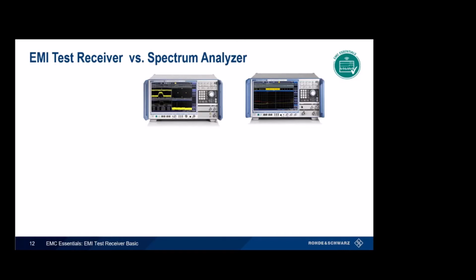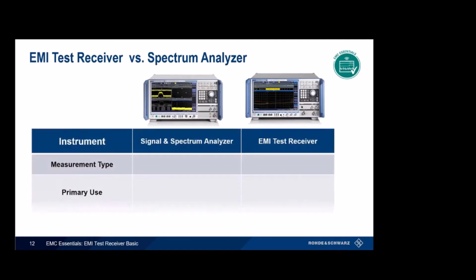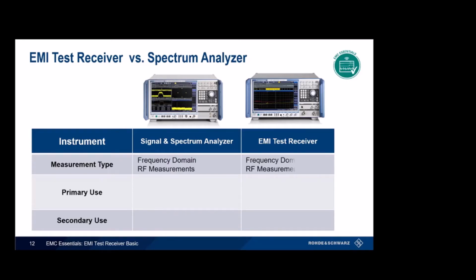Let's start at the most basic of design goals. What type of measurements do they do? The primary display on both these instruments plots the frequency on their x-axis. So that means both of these are frequency domain instruments. If we ask the users what is the primary use of a spectrum analyzer, you will find the answer will vary based on who you ask. So we'll leave it open and write down varies per customer.